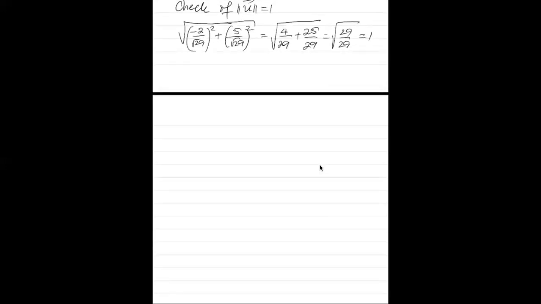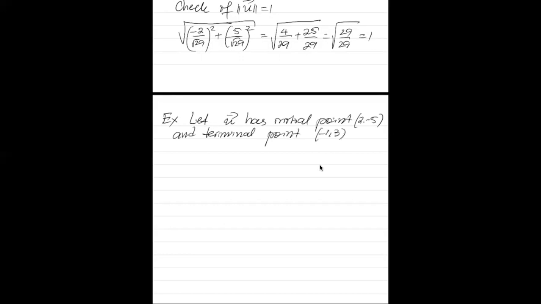All right, another example. Writing a linear combination of unit vectors. So let U have initial point 2, negative 5, and terminal point negative 1, 3. Write U as a linear combination of I and J.